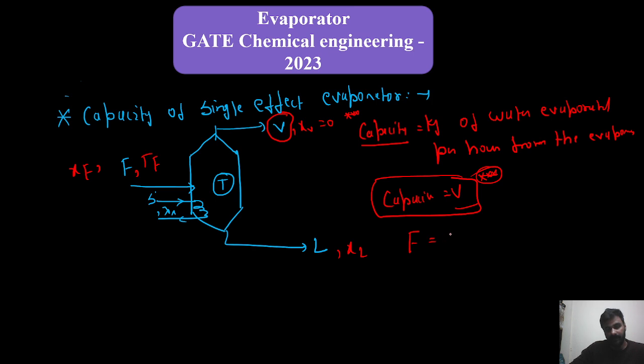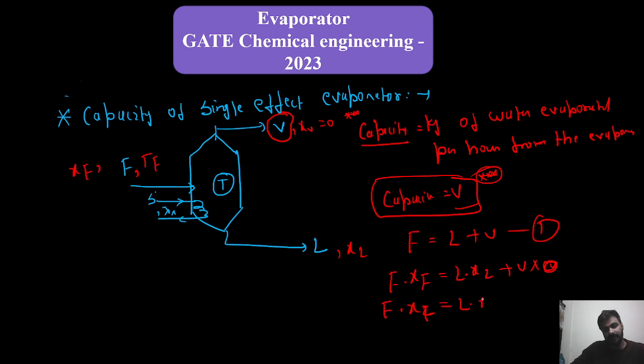First, you will apply the material balance F equals L plus V. That will be your first equation. Next is the solute balance, that is F into XF equals L into XL plus V multiplied with 0. So from here you get the relation F into XF equals L into XL. If F, XF and XL are given, you can calculate L, and from here you can calculate V equals F minus L. That will be the capacity of the single effect evaporator. I think up to this it is very clear now.